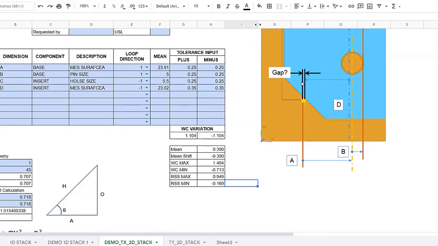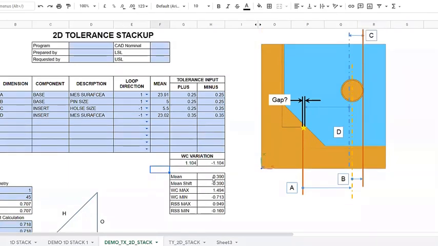Now we started from the left side, at the surface of this brown color part, and we come back to the edge of the insert. Now let's see the worst case variation. The worst case variation is 1.1 plus or minus, so our mean is like 0.39. I hope there were nominal numbers.